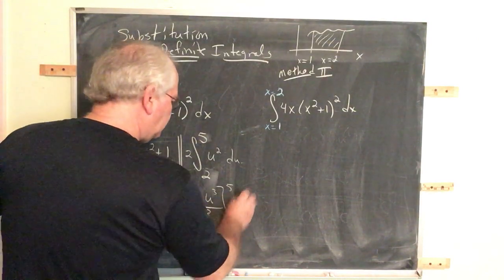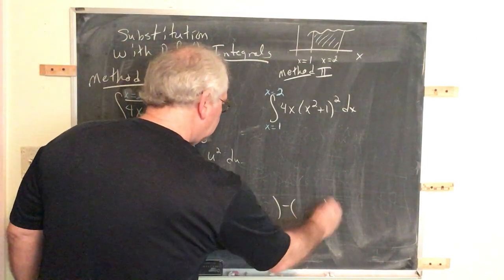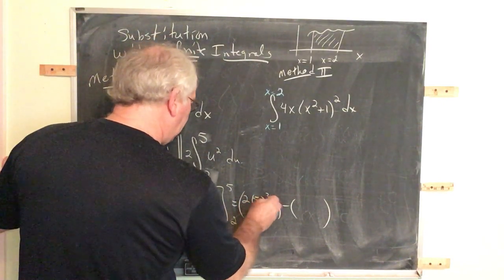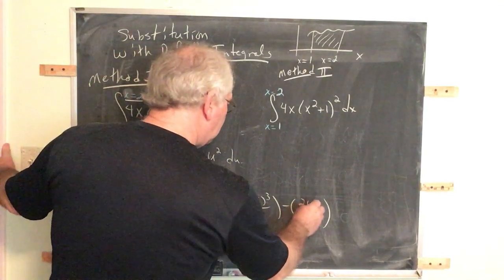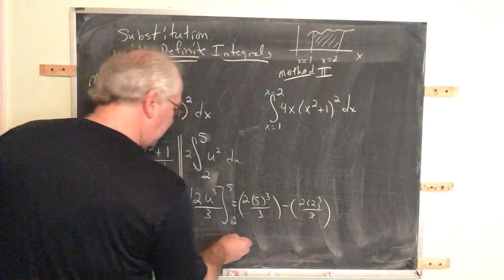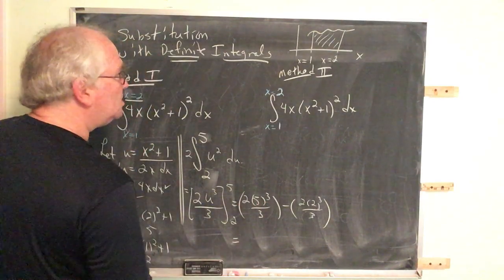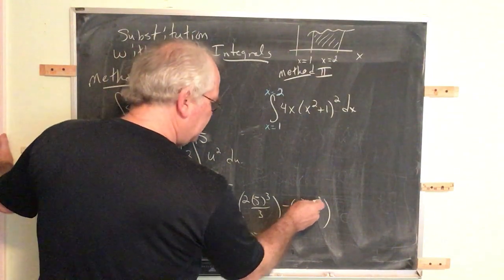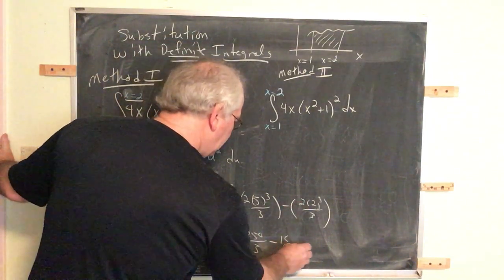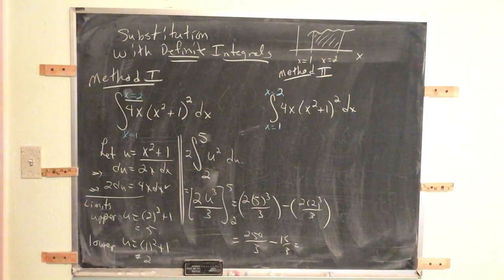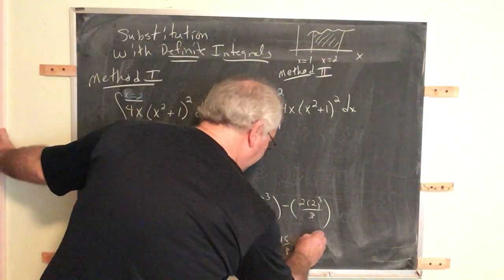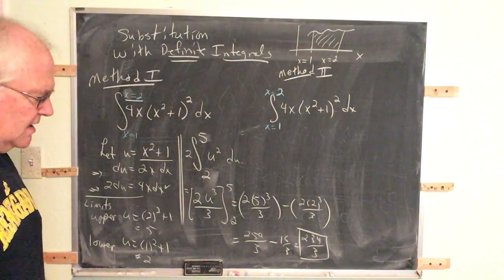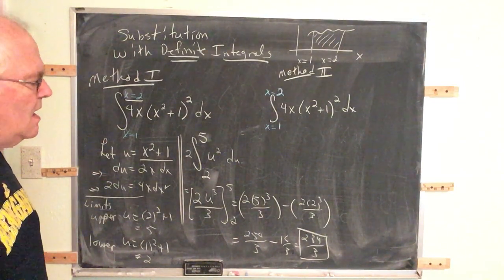This is now 2 times 5 to the third over 3 minus 2 times 2 to the third over 3, which is 125 times 2 is 250 thirds minus 16 thirds. And 250 minus 16, if my arithmetic is correct, is 234 thirds. That's correct.